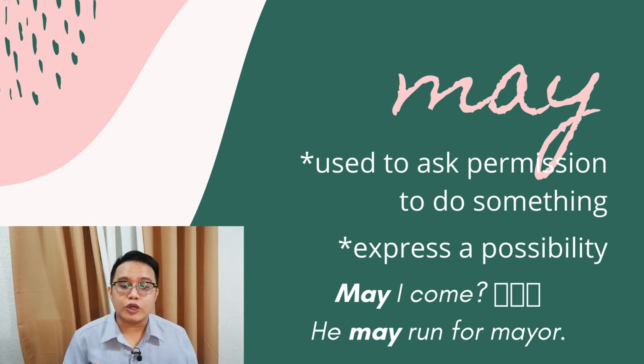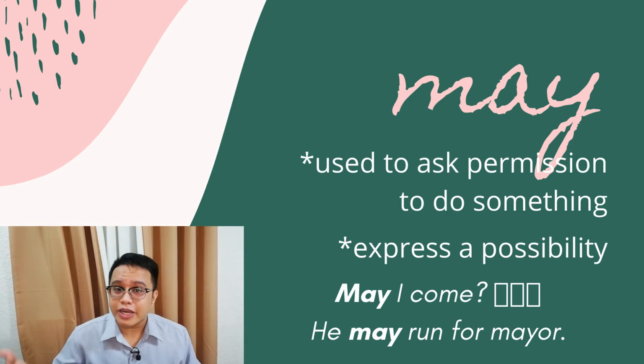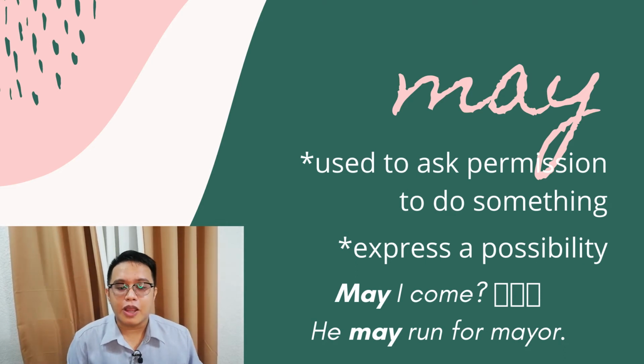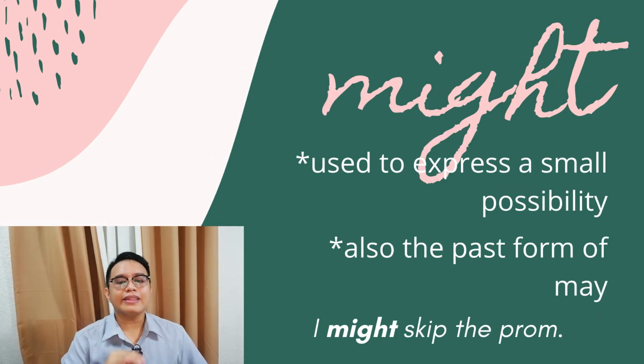Just like could. So we can say, he may run for mayor. Pwede siya, there's a possibility that he may run for mayor. Okay? Next one, we go to might. And might is used to express a small possibility.